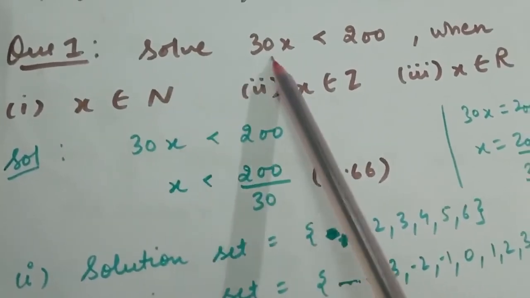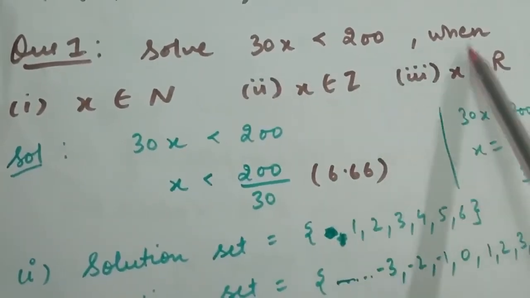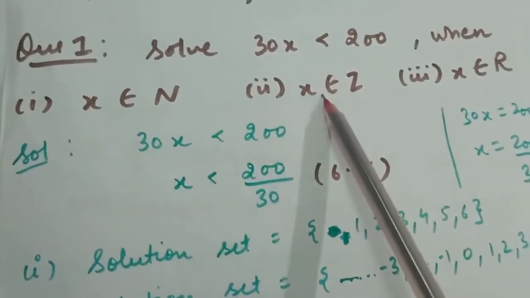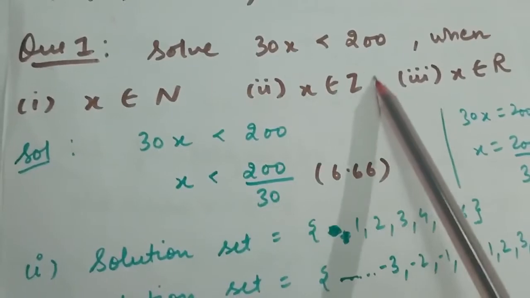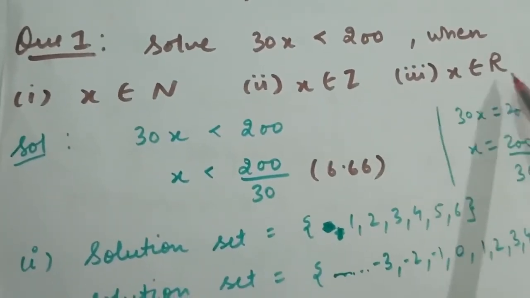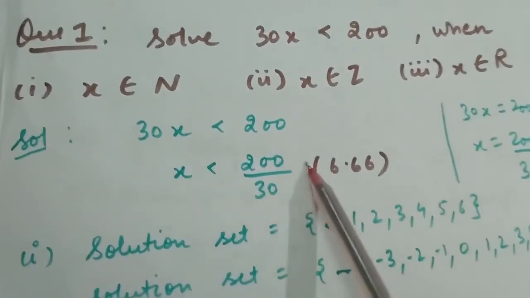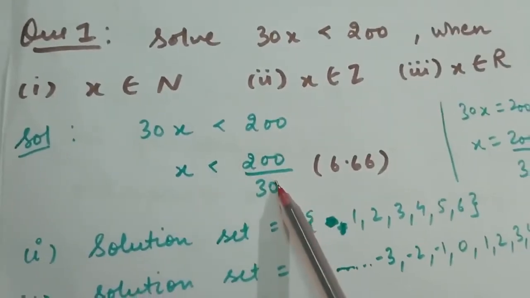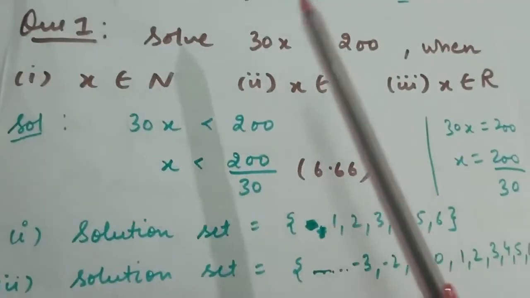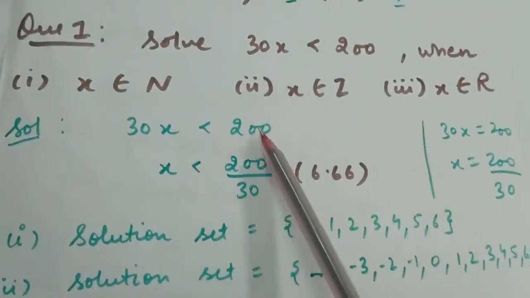So solve 30x less than 200, when x belongs to natural numbers. Second, when x belongs to Z, the set of integers. And third, when x belongs to real numbers. Right? So solving a linear inequation is basically the same as, so the given inequation is 30x less than 200.